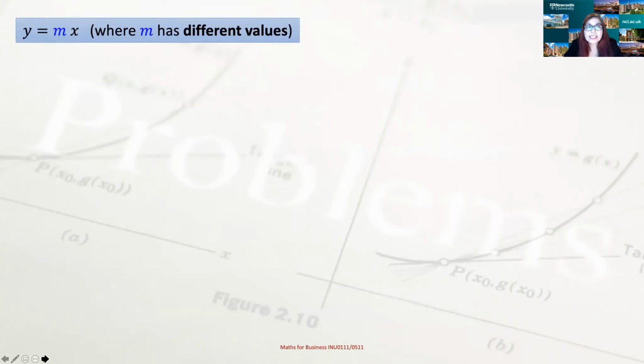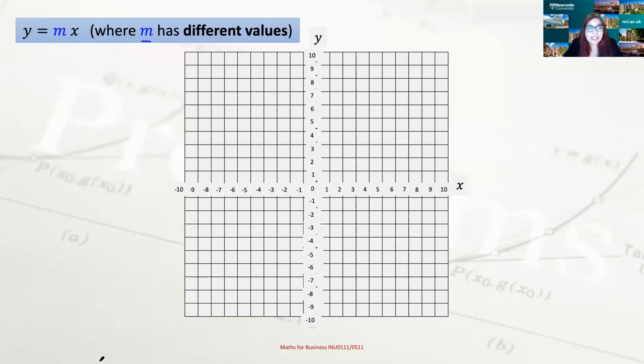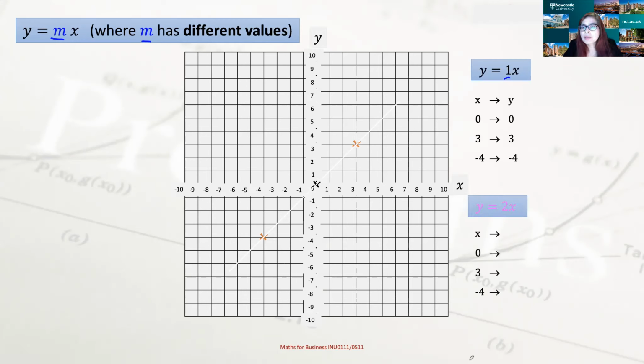Okay, let's first take when the slope m has different values. So here you have the x-axis and the y-axis, yeah? And let me take one first example as y is equal to 1x. y is equal to 1x, and the straight line looks like this, yeah? And then I'm going to change the m value from 1 to, I'm going to increase the value of m, 1 to 2x.